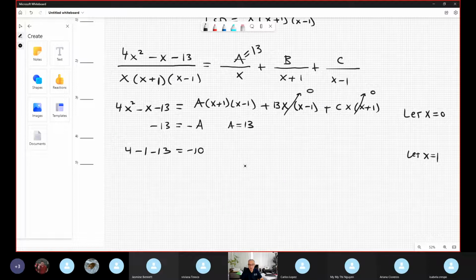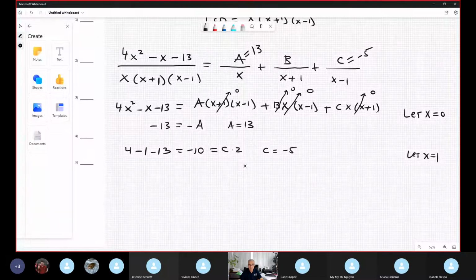So, what is cancelled? Well, this is cancelled, obviously, because 1 minus 1 is 0. This is cancelled again, but this no. So the C part stays. This is equal to C times 1. You replace x with 1. So 1, and 1 plus 1 is 2, times 2. Then divided by 2 on both sides, it's obvious that C is negative 5. And finally, x equal to negative 1 is the other smart value.